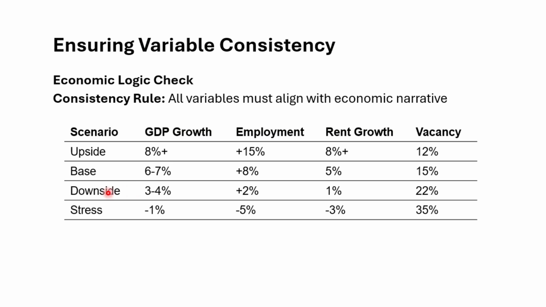Stress scenario shows minus 1% GDP, minus 5% employment, minus 3% rent growth, and ballooning of vacancy to 35%. Again, all variables align with economic logic. Then we have inconsistent scenarios, destroying analytical credibility. You can't model strong GDP growth with declining rent, or economic crisis with low vacancy rate. Economic relationships must make sense, so we have to remember inconsistent scenarios should be avoided.